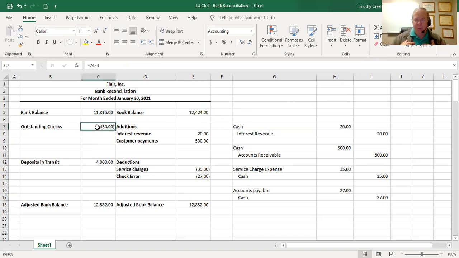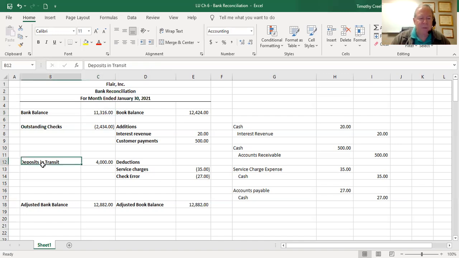Remember that whoever gets these checks has to deposit them, and it takes sometimes a day or two for them to clear the bank. So we've reduced our balance by them, but they've not yet cleared the bank. These are called outstanding checks, and they're shown as a deduction to the bank balance because they will reduce the company's balance in the bank once they clear the bank.